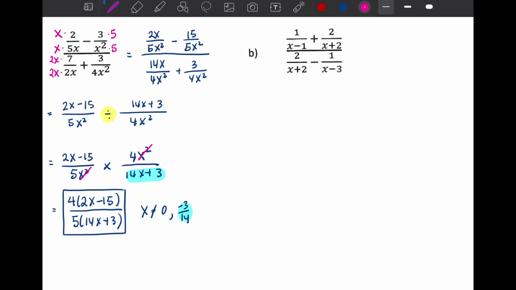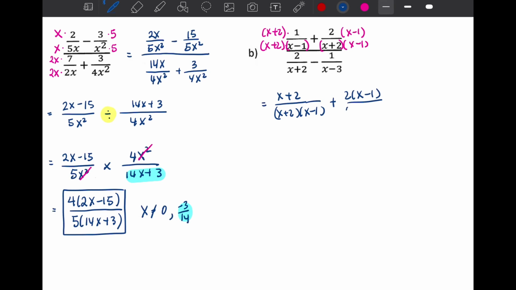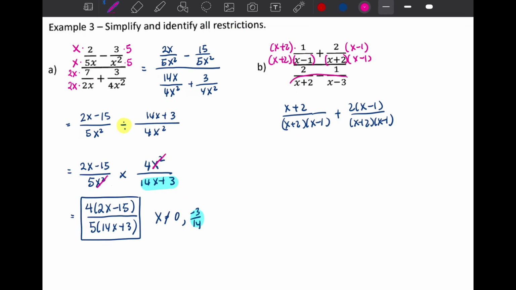The lowest common multiple of the numerator would be (x minus 1) times (x plus 2). So we have to multiply x plus 2 to the first term, on the top and the bottom. And then for the second term, I'll multiply x minus 1 to the top and the bottom. I'm just going to first rewrite it: (x plus 2) all over (x plus 2) times (x minus 1), plus 2 times (x minus 1) all over the denominator here.